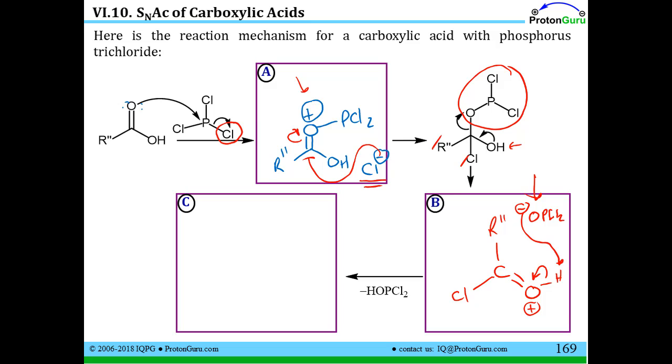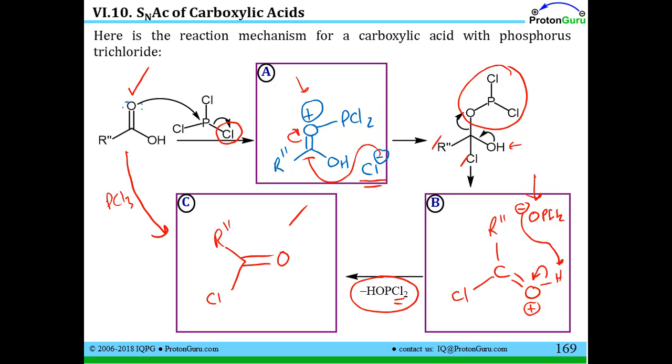So deprotonation of that species leads to removal of this. We've got 2 more chlorines that you could use to do this 2 more times. But the organic piece we get that was derived from the carboxylic acid now is this species. So we actually have the acid chloride as the net result of the reaction of the carboxylic acid with PCl3.